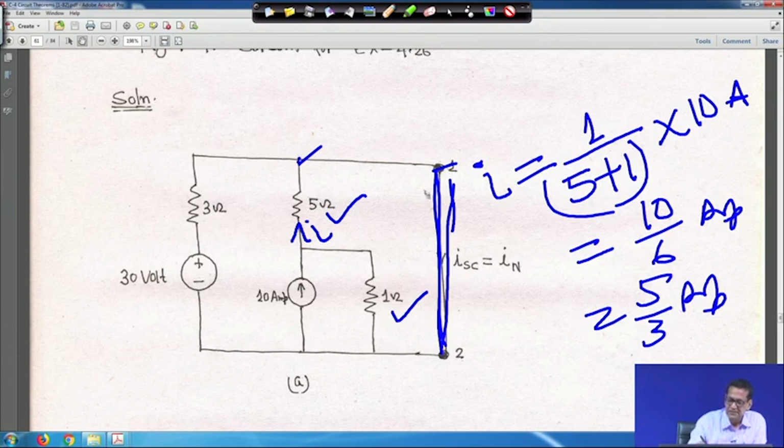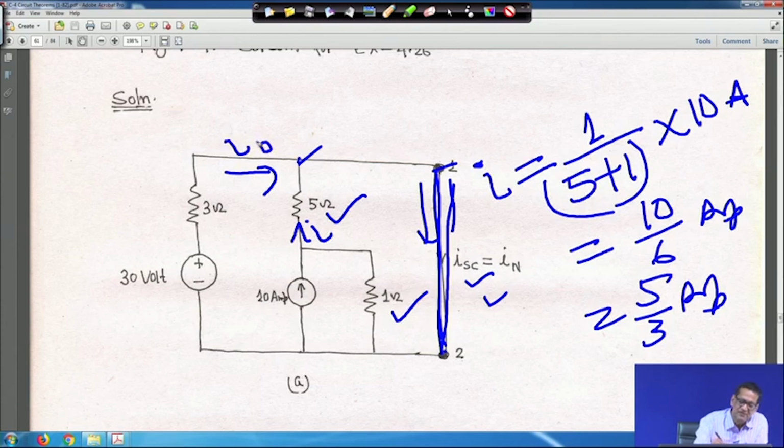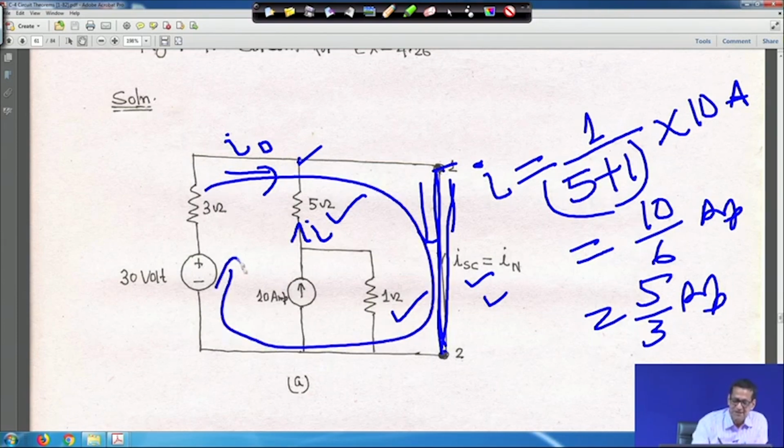And another thing is that we have to find out the short circuit current, because the short circuit current is equal to the Norton current. As soon as this terminal is shorted, suppose this current is I 0. Then we have to find out I 0, then ISC will be basically I 0 plus I. To get this I 0 current, the simplest way is, although this is at 0 potential, for easy calculation we can make a KVL like this.